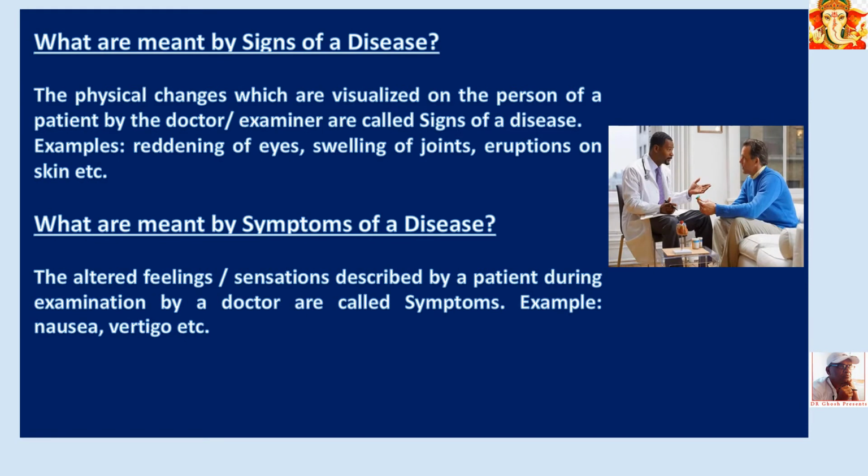What is meant by signs of a disease? The physical changes which are visualized on the person of a patient by the doctor examiner are called signs of a disease. Examples: reddening of eyes, swelling of joints, eruptions on skin, etc. What is meant by symptoms of a disease? The altered feelings and sensations described by a patient during examination by a doctor are called symptoms. Examples: nausea, vertigo, etc. These are just preliminaries of any medical science.